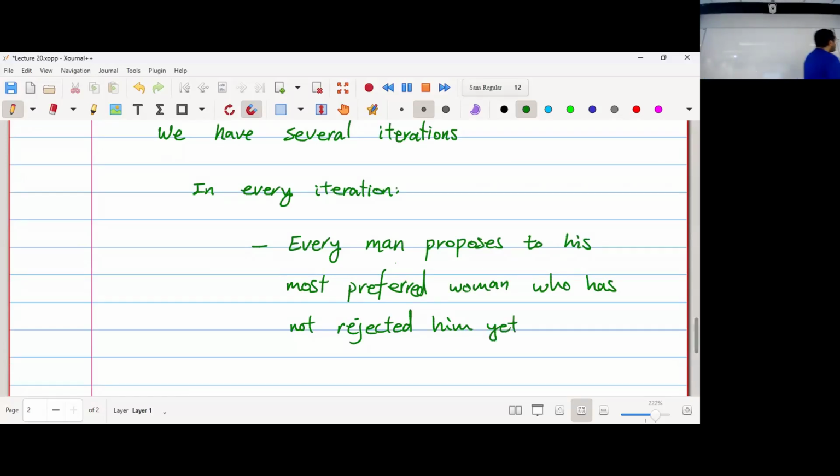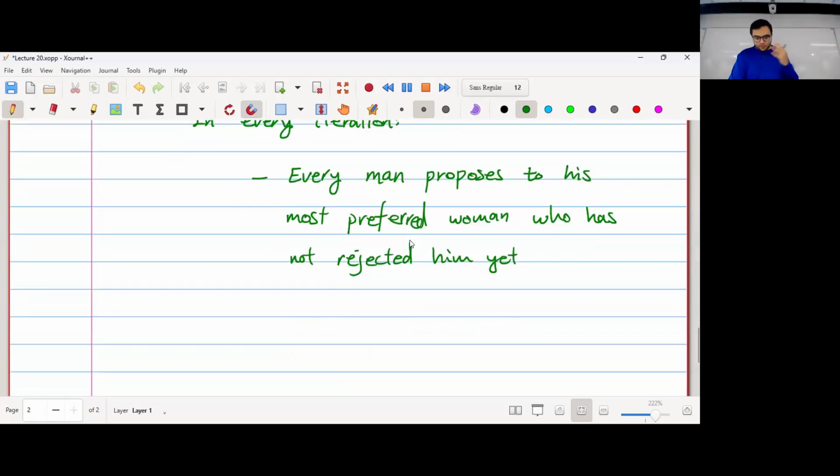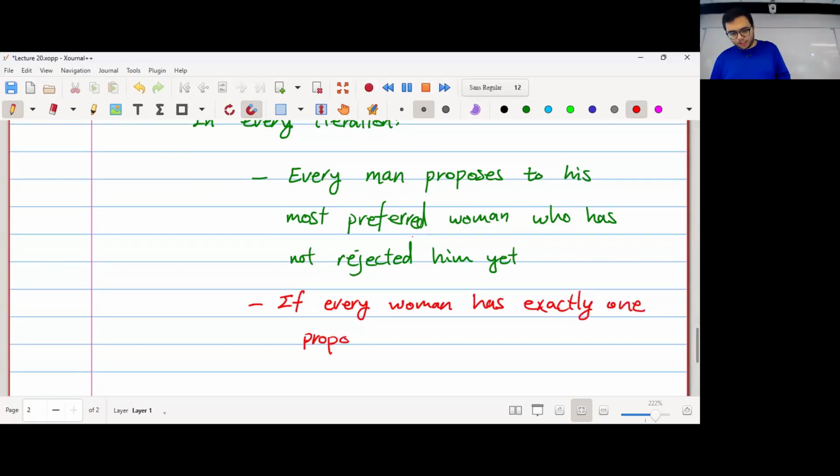And of course, this is based on the preference of this particular man. Okay. So now the women get a bunch of proposals. We consider two cases. The first case is that every woman has received exactly one proposal. So we say if every woman has exactly one proposal, they all accept.